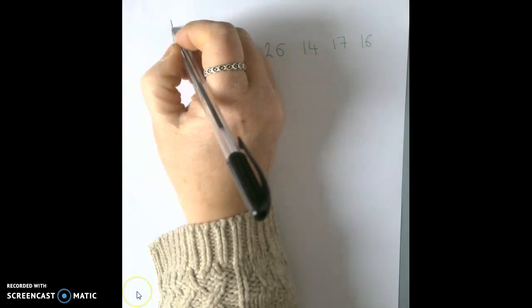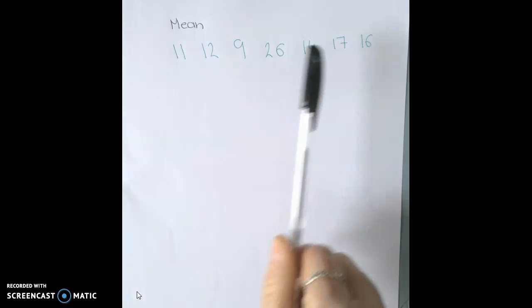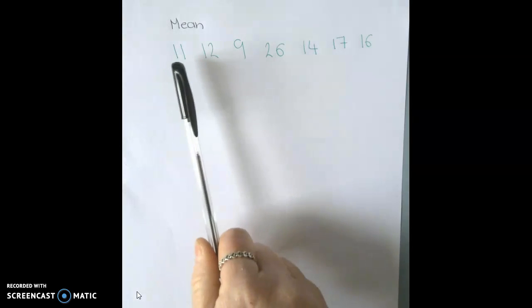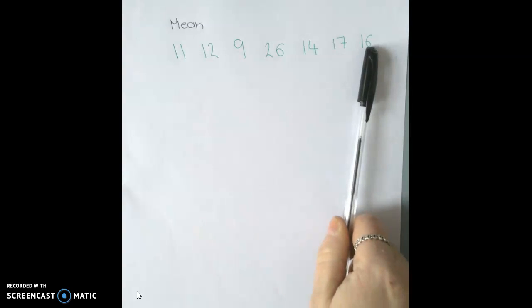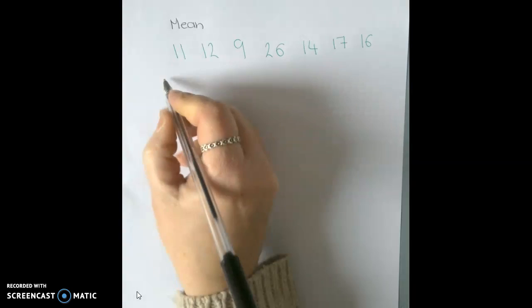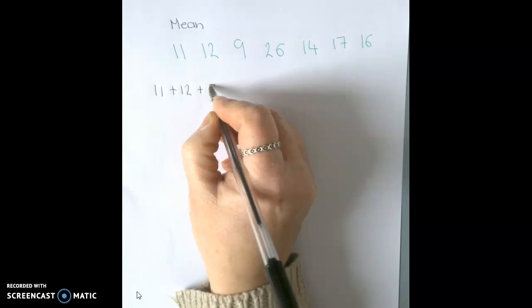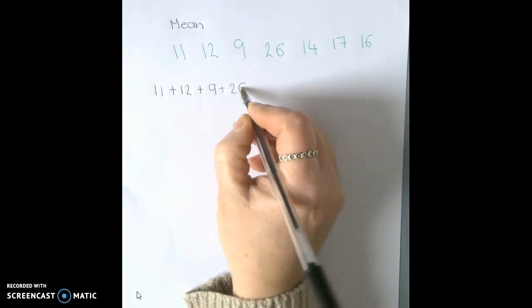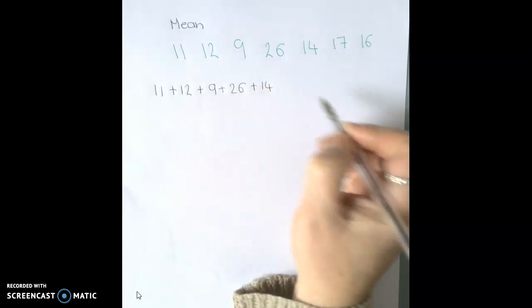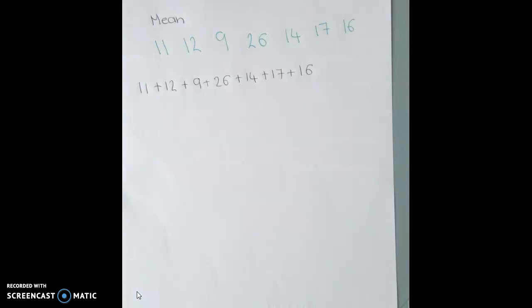So now we're going to work out the mean of our data set. As we're working out the mean, we don't need to arrange our data set into ascending order. So we don't need to arrange it from smallest to highest, because all we're doing is adding up all the numbers that are in our data set. So we're just adding 11 and 12, add 9, add 26, add 14, add 17, and add 16.